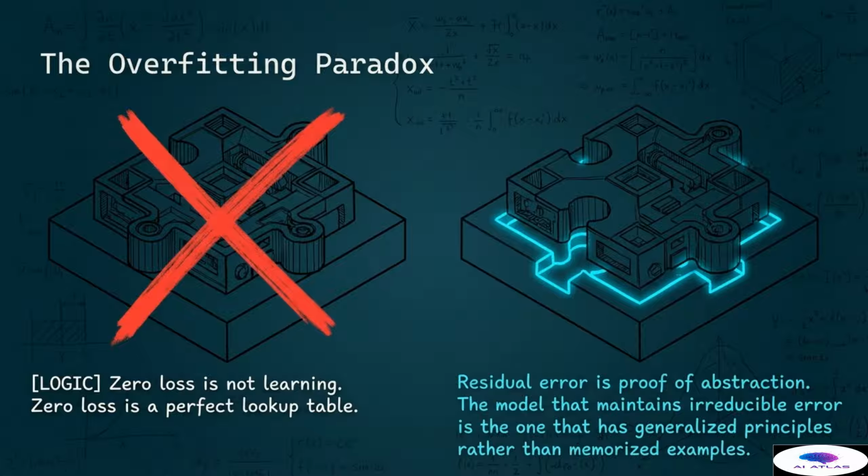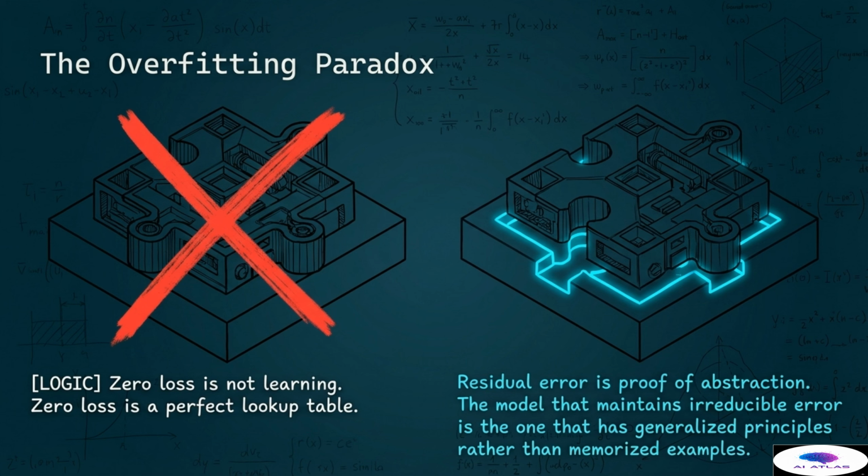We often think that a lower loss value is always better, but zero loss is not actually learning. In fact, zero loss represents a perfect lookup table where the model has simply memorized every single example in its training set. This is a failure of intelligence because the model cannot generalize to new information. True learning requires abstraction, which is proven by the presence of residual error. A model that maintains some level of irreducible error is often the one that has learned generalized principles rather than just memorizing examples. We want our models to find the underlying structure of the data, not just copy it.